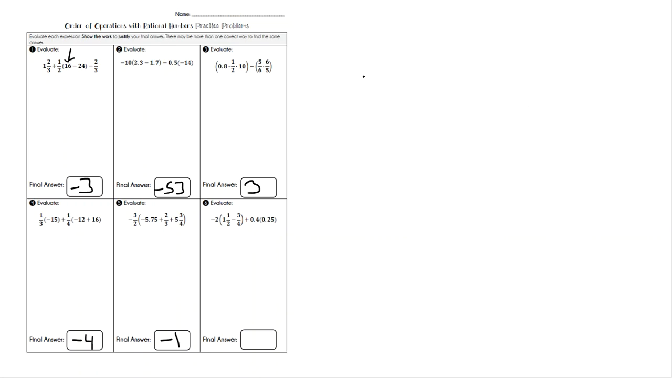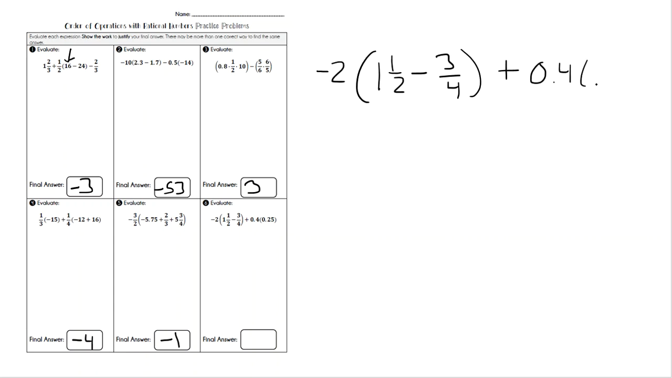Okay, so we have negative 2 times by 1 1/2. Then we have a subtract 3/4. And then we have an addition sign. And then we have 0.4 times by 0.25. Okay, let's go ahead and do this parenthesis first. 1 1/2 subtract 3/4. So we can change this to adding a negative.